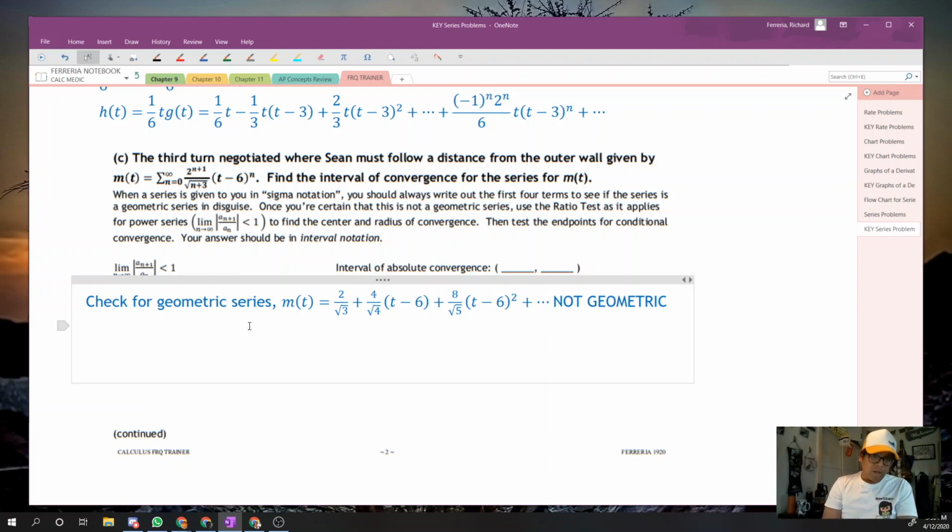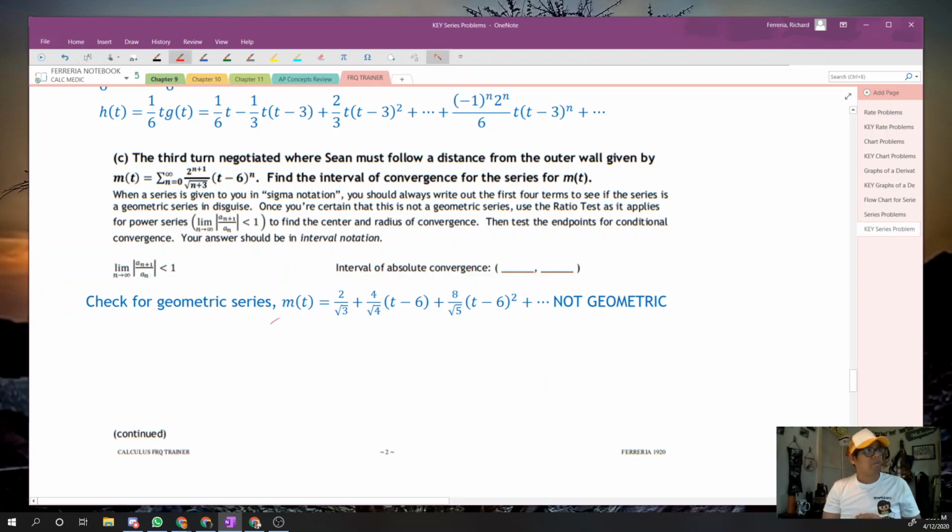So the first thing you want to do whenever you see something in sigma notation like this is just to write it out. Let's see if this actually is a geometric series. You'll notice I wrote out MT over here, and no, that doesn't look like a geometric series. If it's not a geometric series, then we need to go on to the ratio test. So let's get started with the ratio test here.